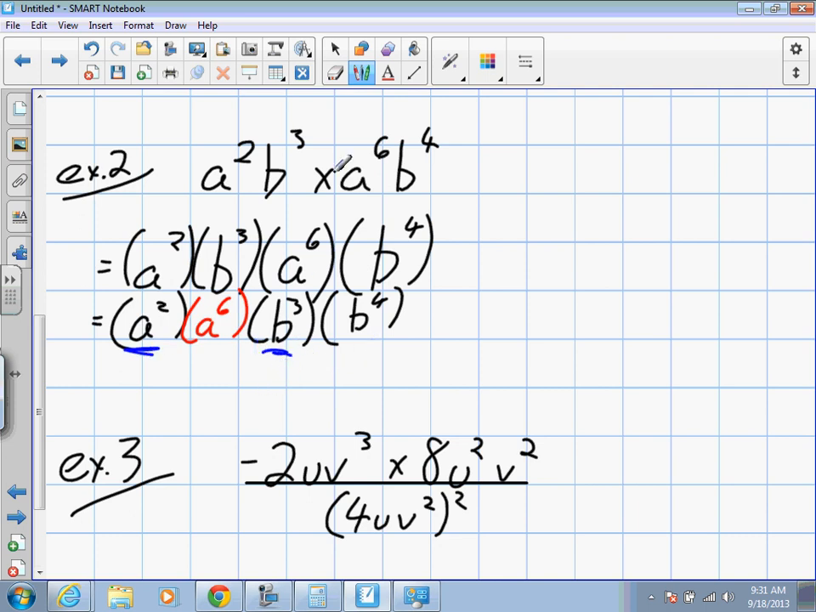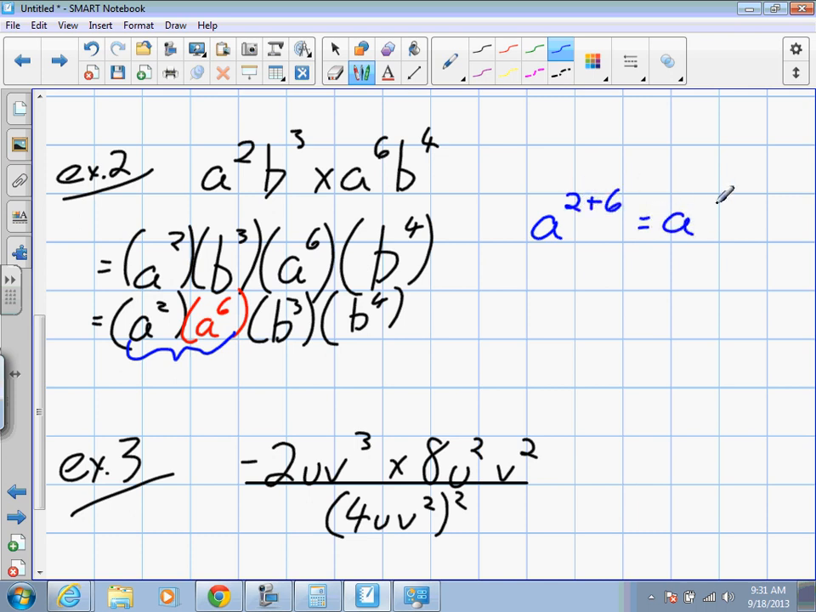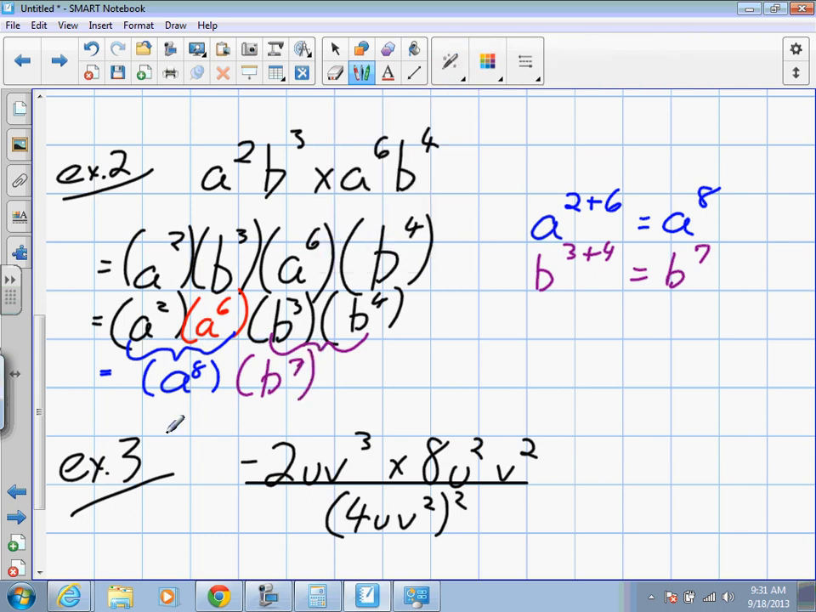Okay? So with that being said, if I were to simplify these two, I'll write it on the side. What would this become? This would become a to the power of, yes, that's right, 2 plus 6, which is equal to a to the power of 8. So this is written down as a to the power of 8 multiplied by, and then the other pairing, that's right, b to the power of 3 plus 4 is equal to b to the power of 7. So this says b to the power of 7. Can this be simplified any farther?